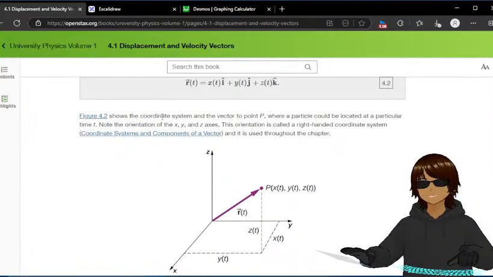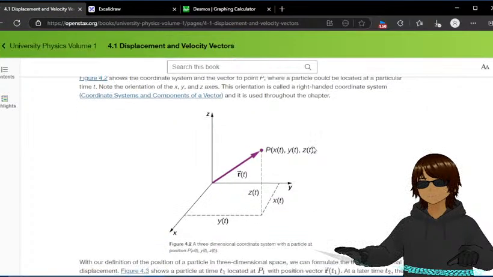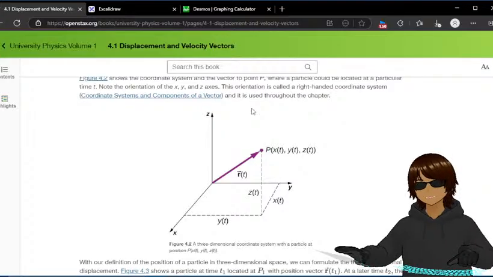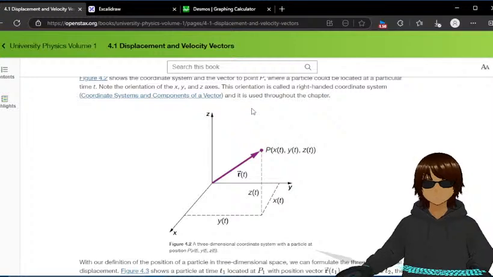Figure 4.2 shows the coordinate system and the vector to point P, where a particle could be located at a particular time t. Note the orientation of the x, y, and z axes. This orientation is called a right-handed coordinate system and is used throughout the chapter. Right-handed coordinate system. So x is my index finger, y is my middle finger, and z is my thumb.